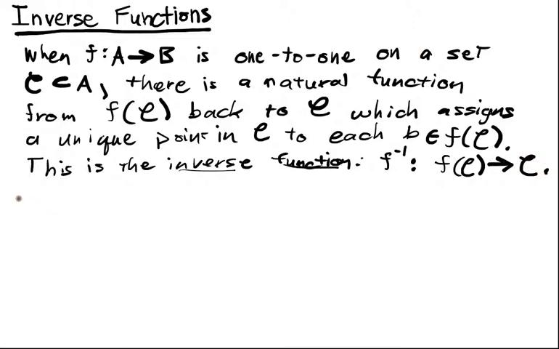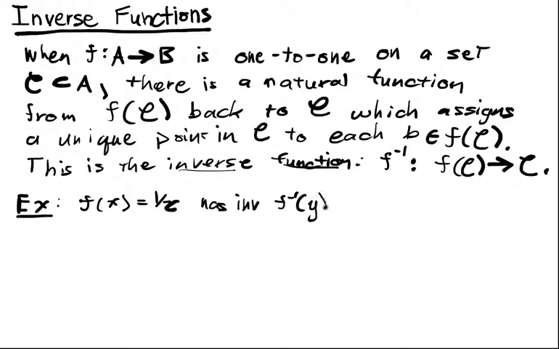So let's get some quick examples out there. Well, how about f of x is equal to 1 over x? Well, the inverse here is simply f inverse of y is equal to 1 over y. And it's defined on y such that y does not equal 0.